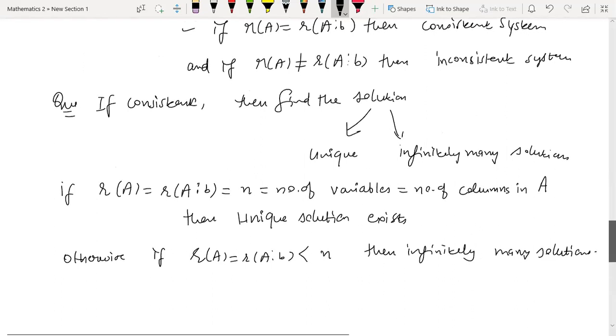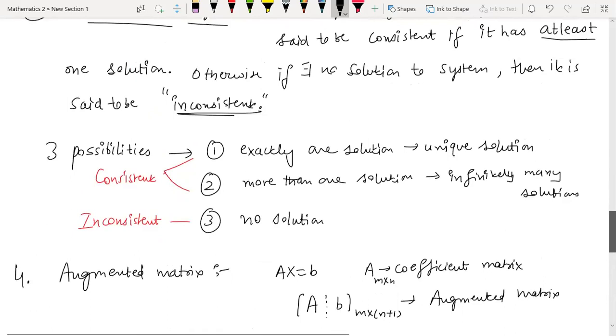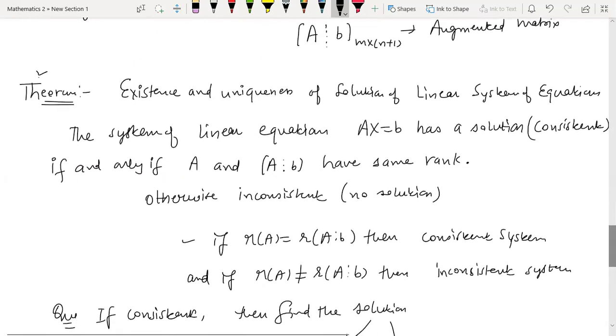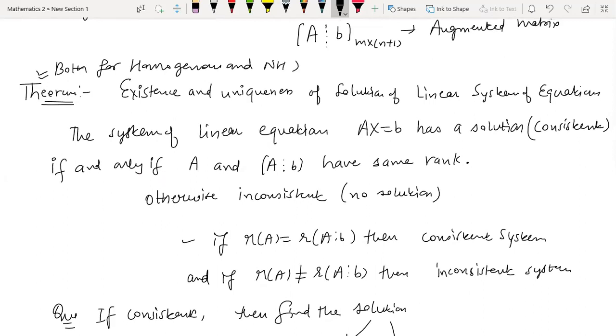And then the point here is, this existence and uniqueness result is both for homogeneous and non-homogeneous systems. The point is, we get a little bit simpler calculations when we have the homogeneous system, because the right hand side is going to be 0. So in that case, you will not require the augmented matrix. The main use of augmented matrix will come in non-homogeneous systems. In homogeneous systems, it is rather easy to solve.